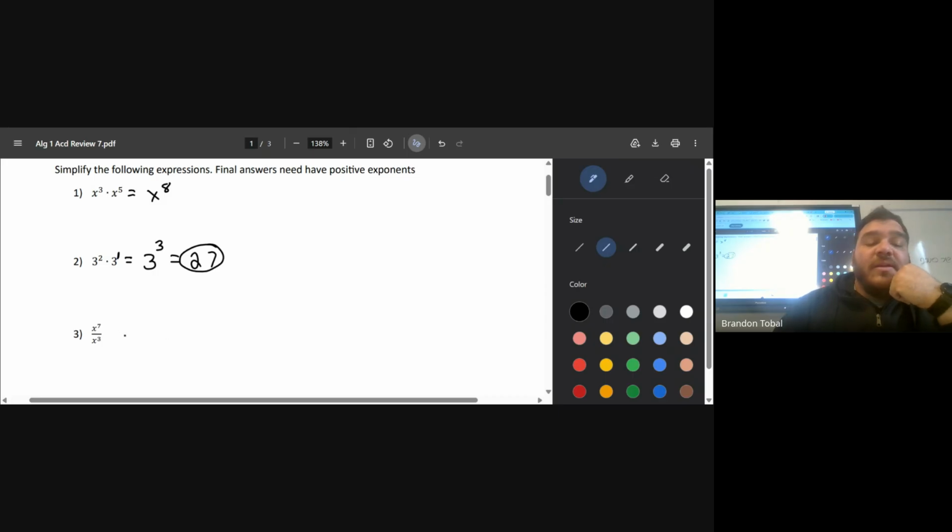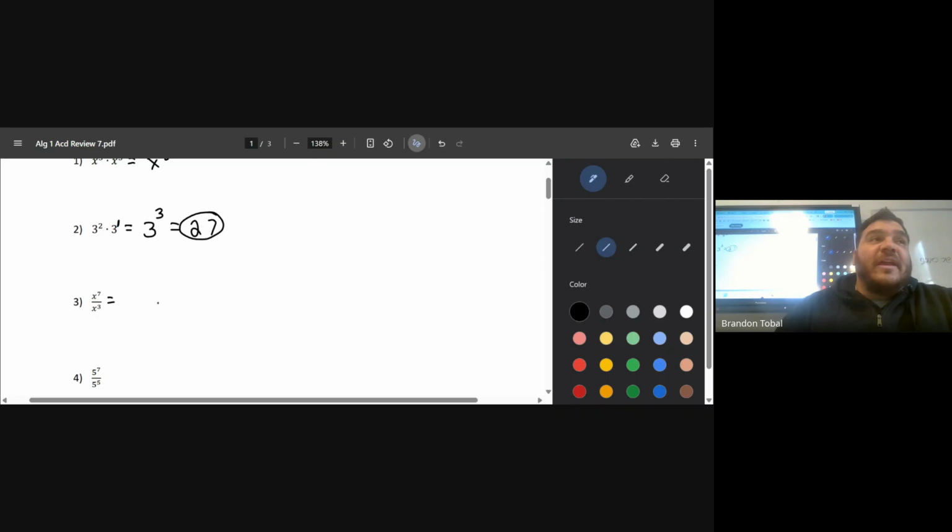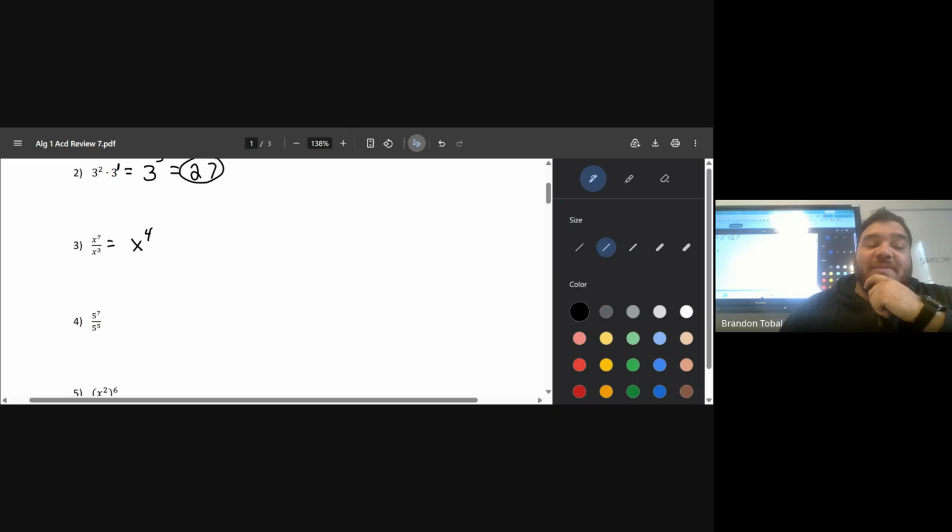Next one, x to the 7 divided by x to the 3. You actually multiply them when you have an actual number. When you have an actual number, do the actual number. Now, x to the 7 divided by x to the third. If multiplication means addition, then division means subtraction. Good job, Maya. So it's going to be x to the 4. Okay? Fair enough.